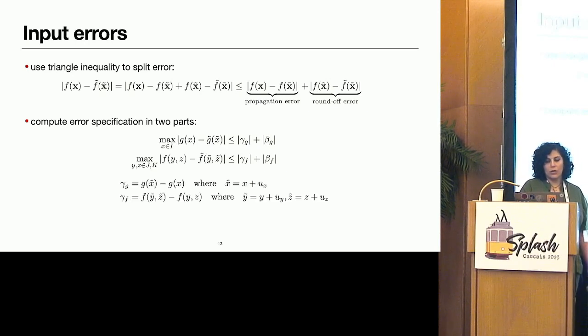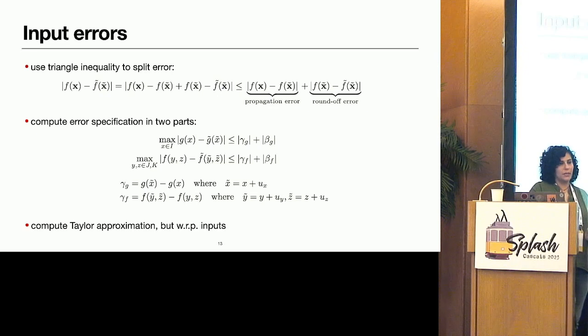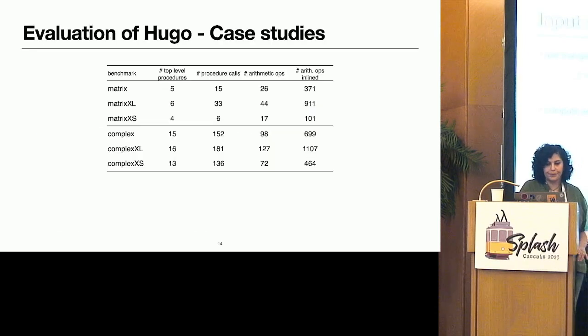For our example, the gamma of G is the propagation error specification of G, and the gamma of f is the propagation error specification of f. To compute the propagation error specification, we again apply the Taylor approximation, however, this time with respect to the input parameters. We implemented our approach in a prototype tool called Hugo. Hugo is built on top of Daisy. Daisy is an existing round-off error analysis tool.